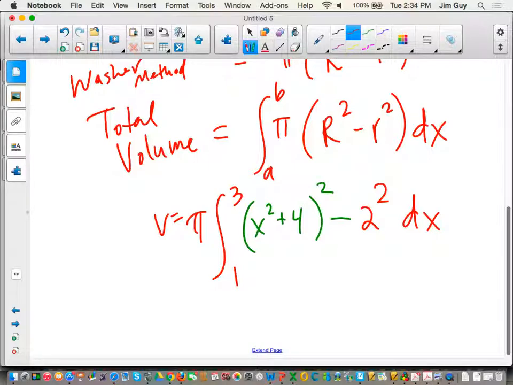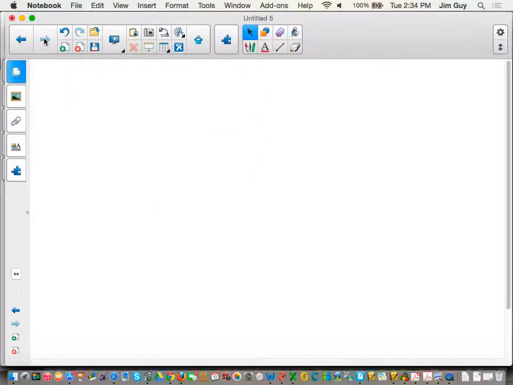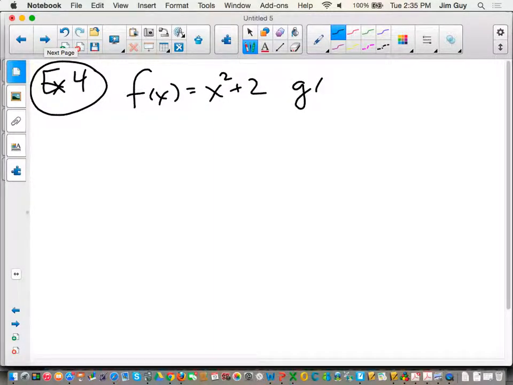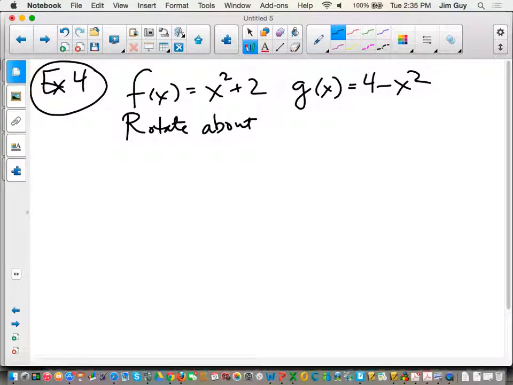Now let's get even a little more fancy. Let's go around a line that's not the x or y axis. This is example 4. So I have two functions, f of x and g of x, and it says rotate about y equals -3. So we're going to sketch this out.